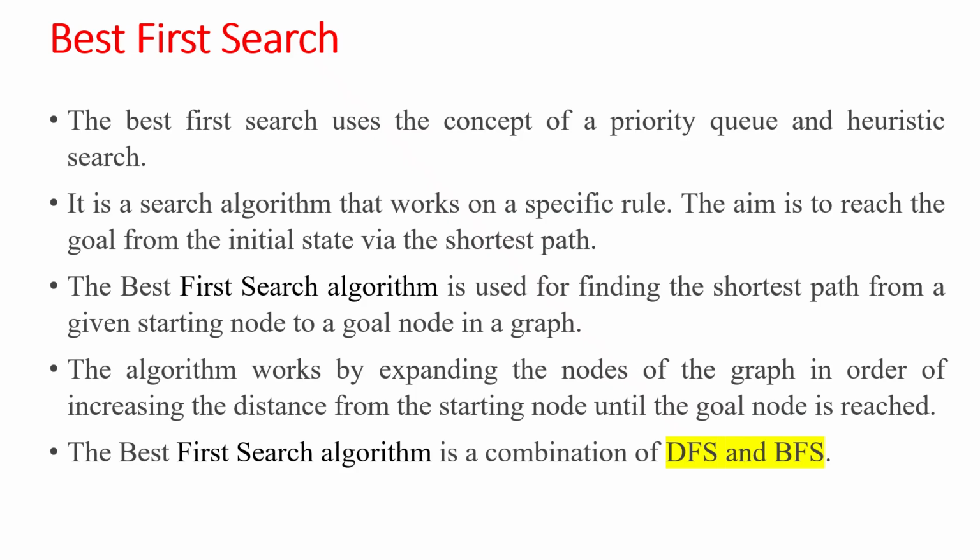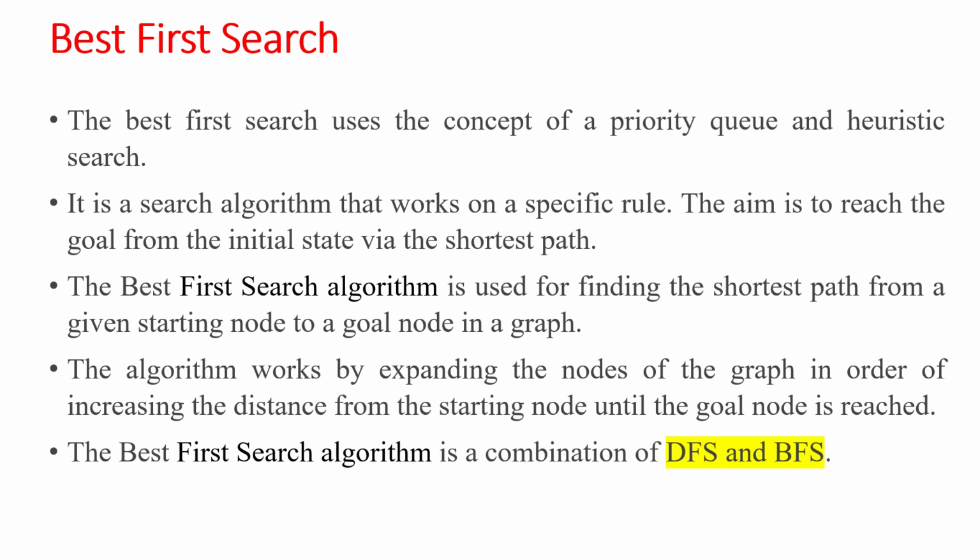If the selected node is the goal node, stop the search. Otherwise, expand the node and generate its successors. Calculate the heuristic value of each and every successor. Insert the successors into the open list according to priority. Move the expanded node to the closed list. Repeat the process until the goal is reached.